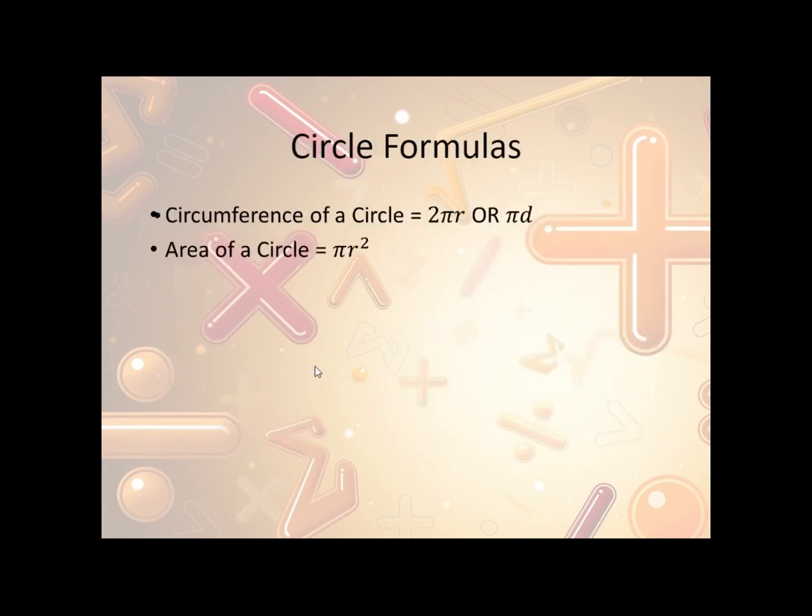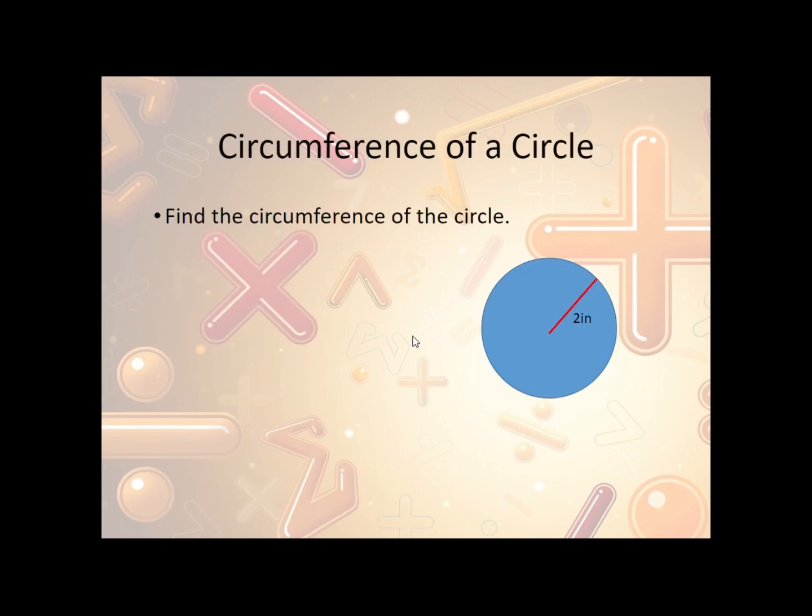A couple formulas for you. The circumference is 2 pi r, or it can be represented as pi d. R represents the radius, or the distance from the center of the circle to the outer edge. And then d represents the diameter, so the distance from one edge of the circle to the other edge of the circle that passes through the center. Now, the area of a circle is pi r squared. So again, r represents the radius.